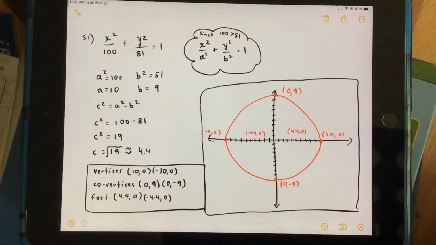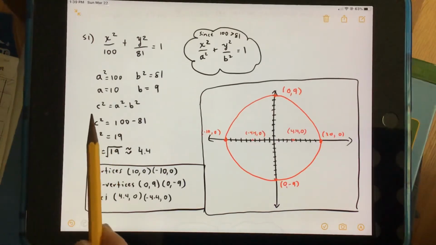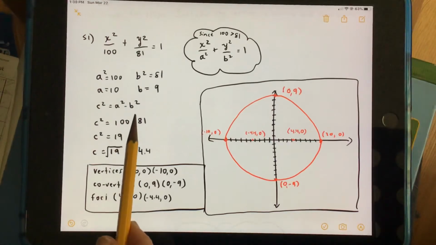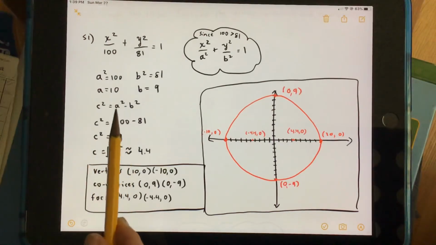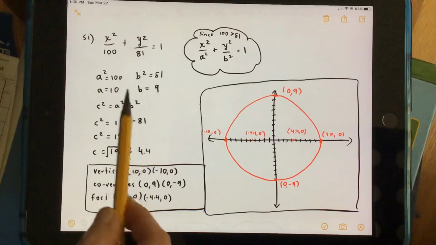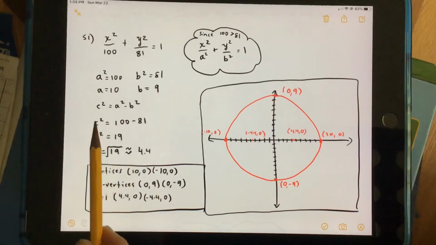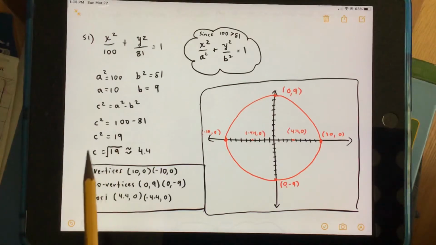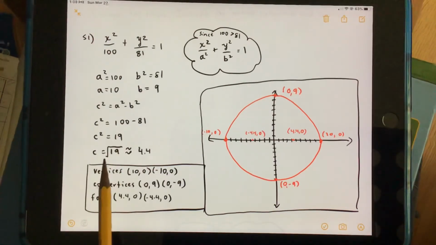Next, I need to find out what is my focus value. So the relationship in an ellipse, if you'll recall, is c squared is equal to a squared minus b squared. So we'll plug those numbers in for a squared and b squared. We already know that's 100 and 81. We already wrote that down here. So c squared is 100 minus 81. That gives us c squared is equal to 19. Taking the square root of both sides gives us c is the square root of 19, which is approximately equal to 4.4. I'm using my calculator to find that value.